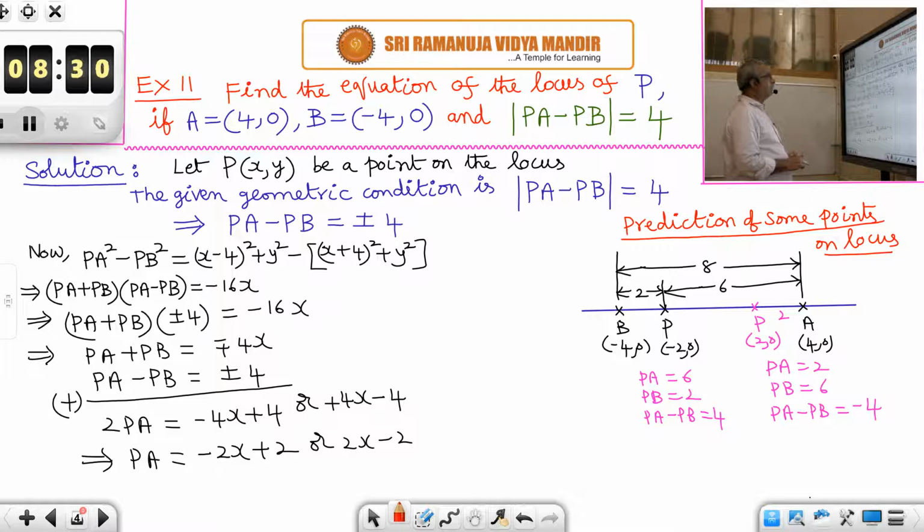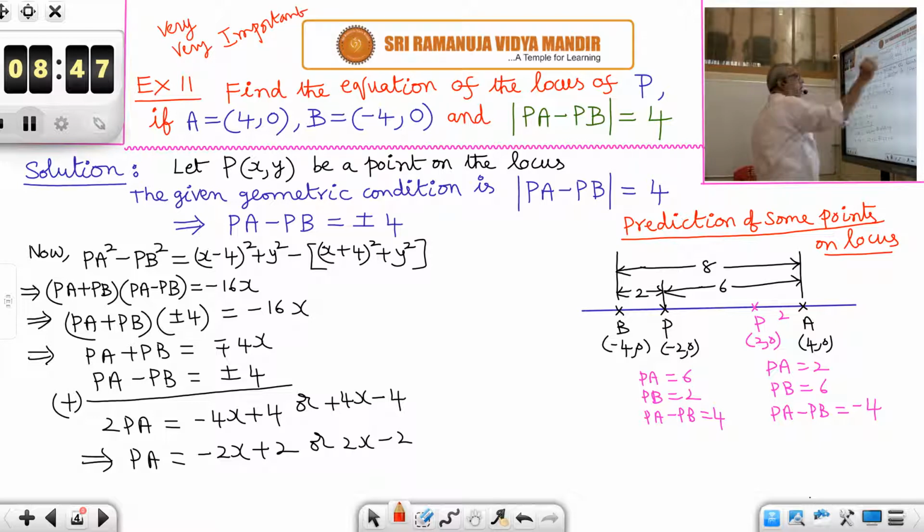Find the equation of the locus of P, A 4 comma 0, B minus 4 comma 0, and mod of PA minus PB is equal to 4. So this is also very, very important. We have found the locus for the condition PA plus PB is a constant. But now PA minus PB is a constant. Mod of PA minus PB is a constant.